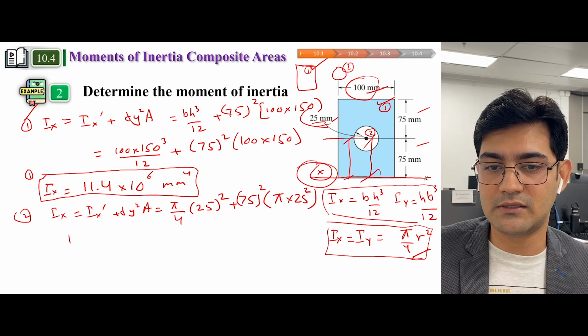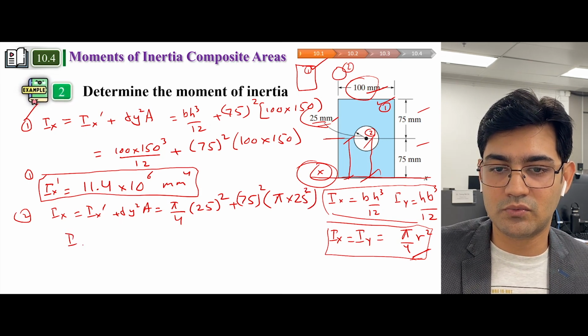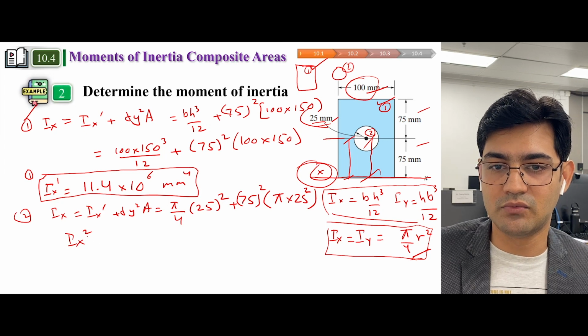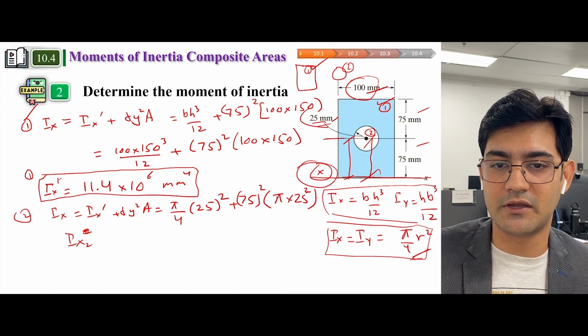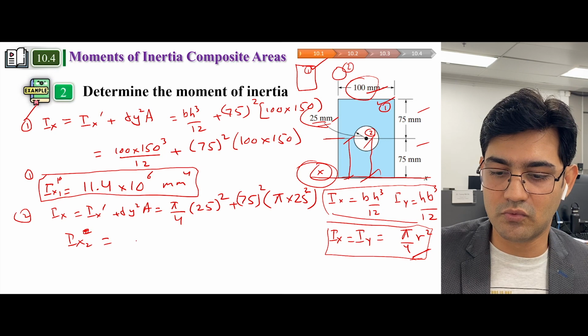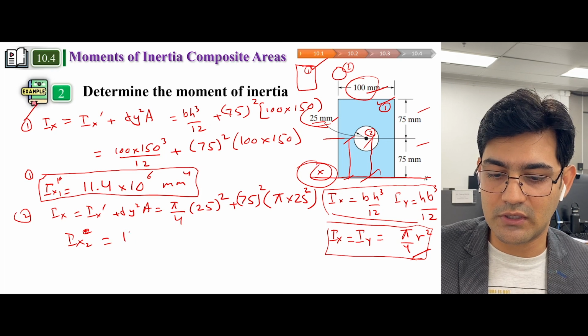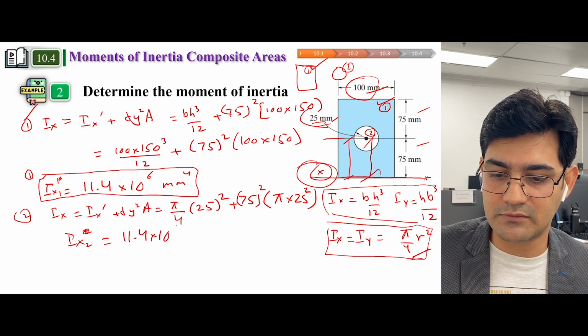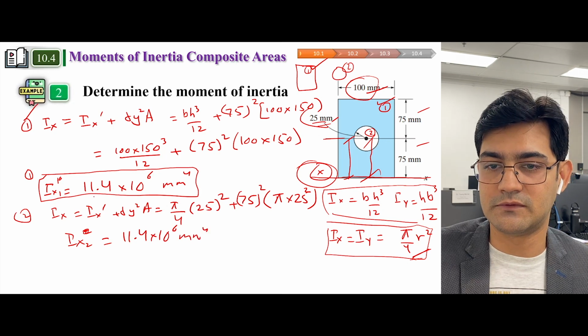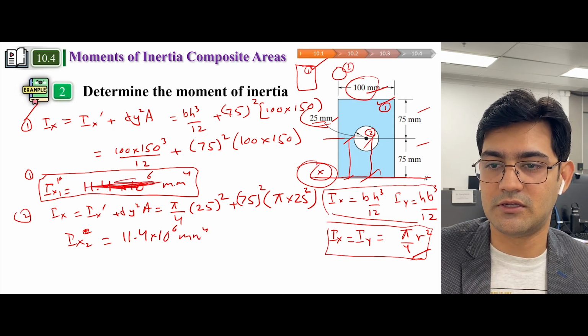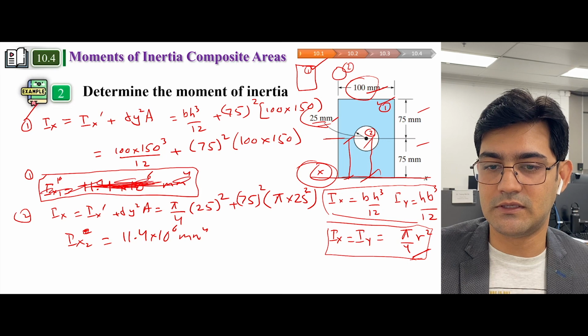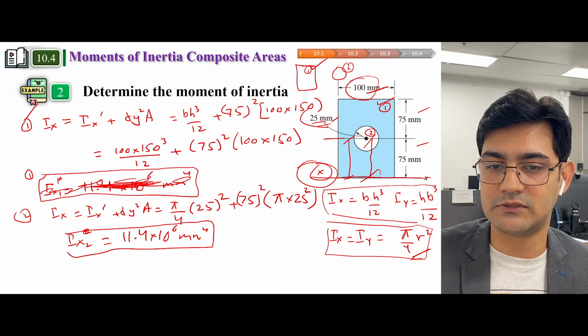If you calculate this, let's just put it here. For segment 2, you will get 11.4 into 10 to the power 6 millimeter to the fourth. So this was not actually for the circle.